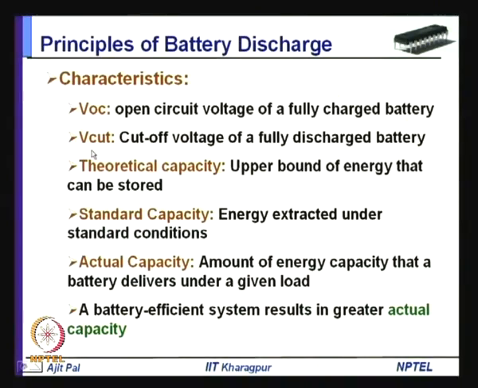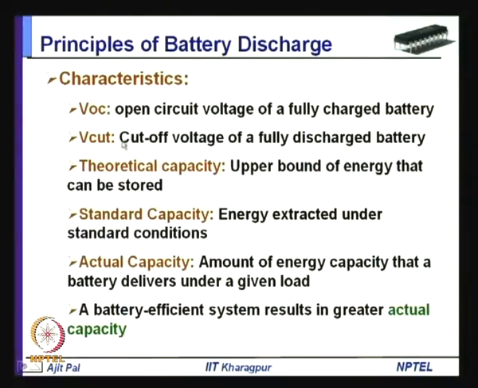Then comes the V cutoff, that is your cutoff voltage of a fully discharged battery. That means, after a battery is fully charged, if you start drawing energy from the battery, that voltage level goes down. For example, for a 12 volt battery, the voltage can go down below 11.5 or 11 volt when it has no energy stored in it, most of the energy having been discharged. So, by measuring these voltages, you can get an approximate idea about the condition of the battery.